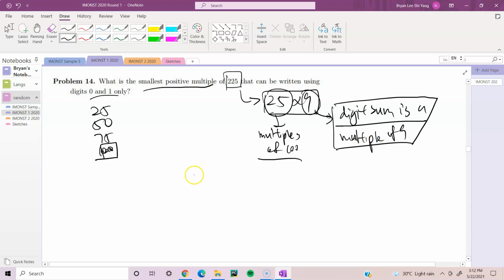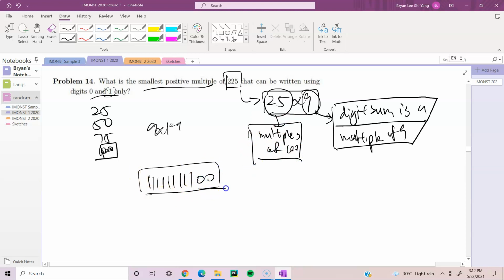So, if we want our digit sum to be a multiple of 9 just using our 1s, then we can have nine 1s. So 9 times 1 will give us 9, right? So 1 1 1, 1 1 1, 1 1 1. And then later we would have 2 zeros, because we want a multiple of 100 here, so we would have a 0 0 at the back. And this indeed is the smallest positive multiple of 225. You can verify this for yourself. So problem 14, the answer would be 9 ones in front, and then 2 zeros at the back. So this is the answer.